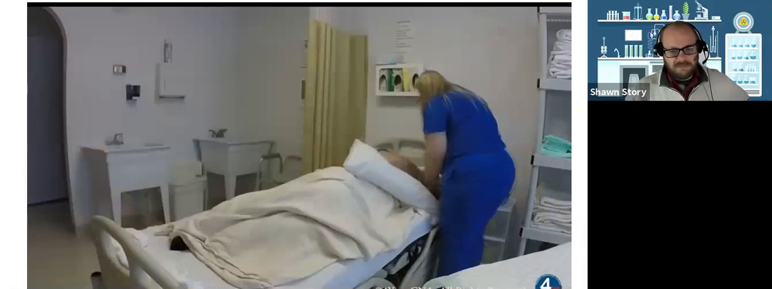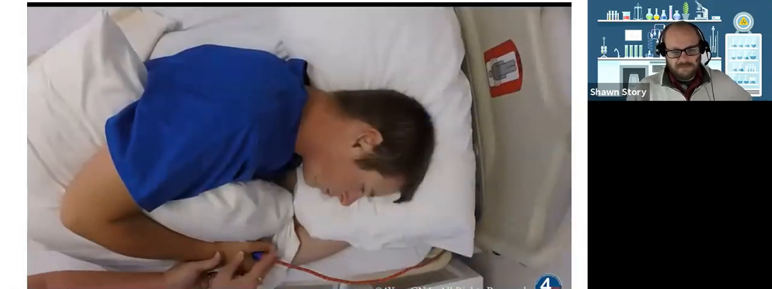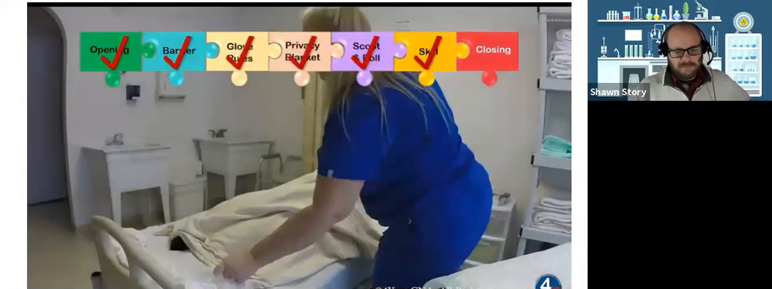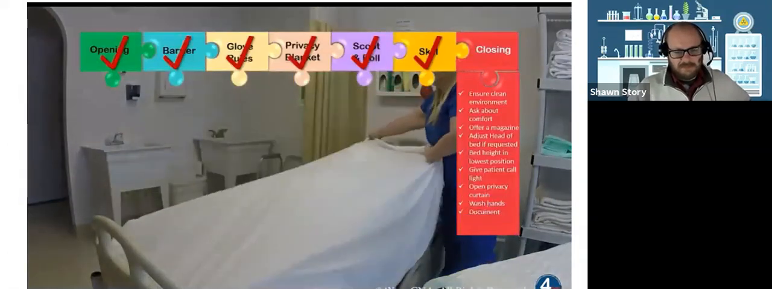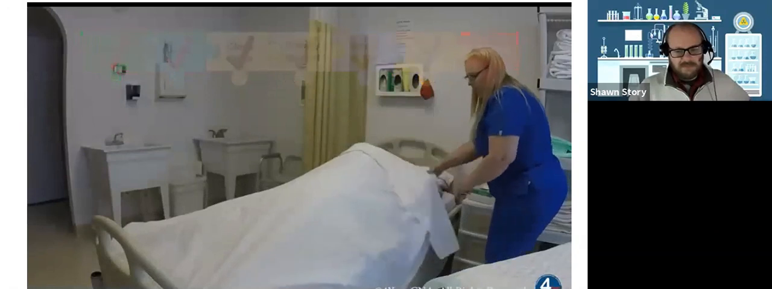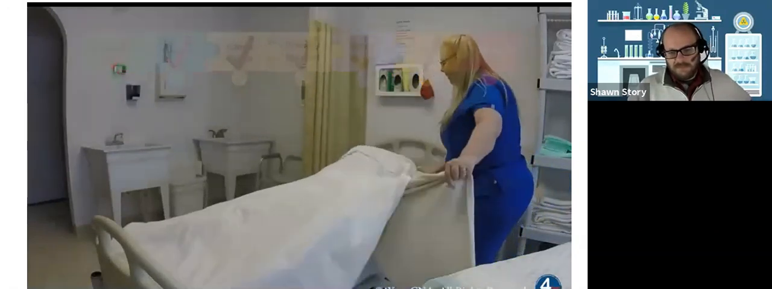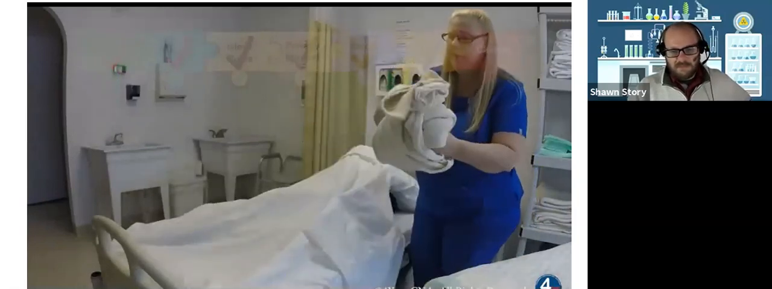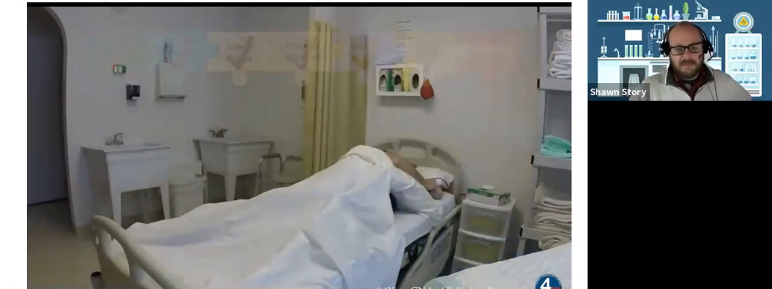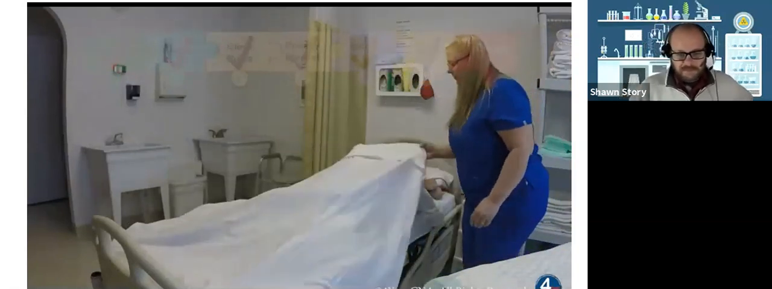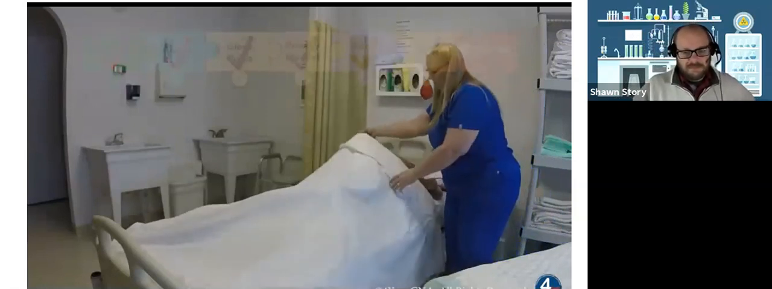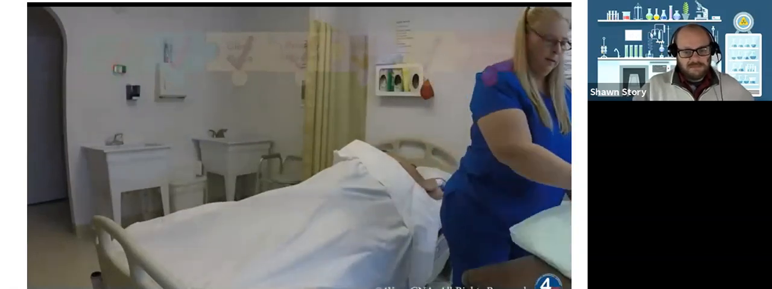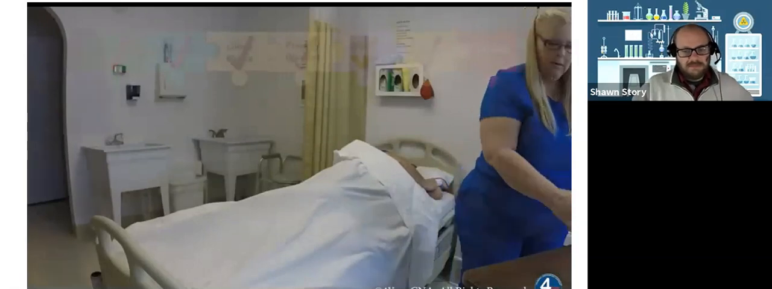Is that comfortable, Mr. Jones? Yes. Okay, I'm going to place the call light directly in your hand. Are you comfortable? Yes. Can I get you anything else while I'm here? No. Okay, let me pull your sheet up. And remove the privacy blanket, being careful not to dislodge all of those pillows as I do so. I'll roll the privacy blanket up and place it in dirty linen. The barrier will be thrown away.